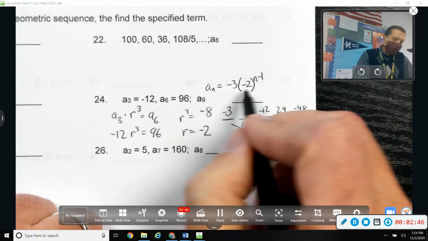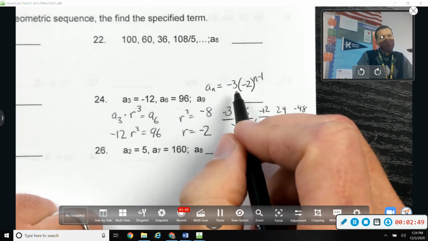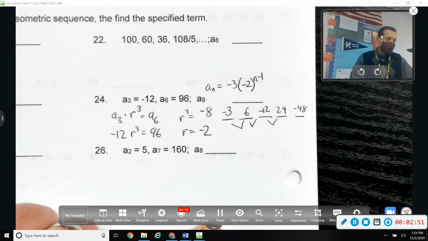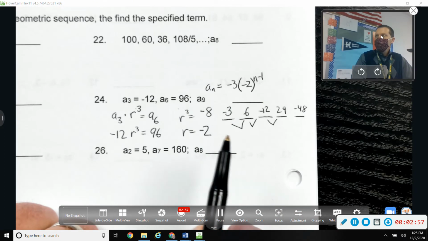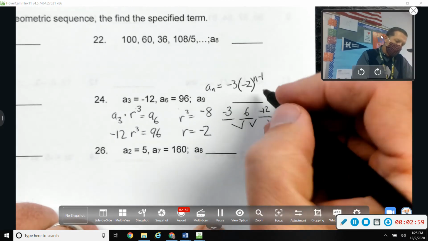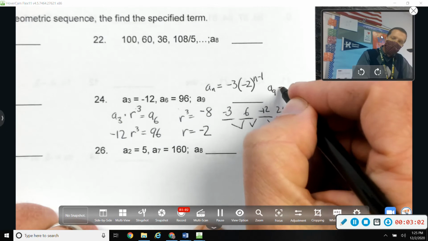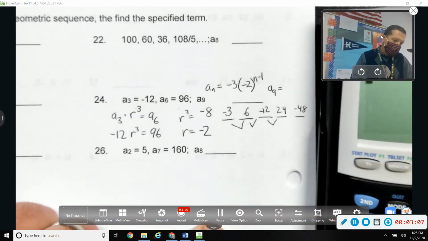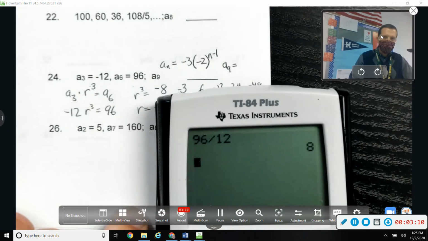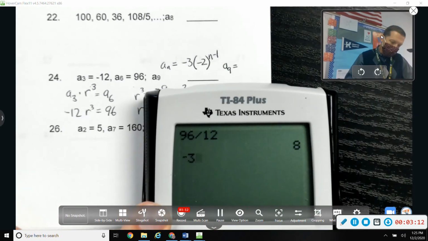And again, you can't simplify that. On arithmetic, sometimes you can distribute and move some things around. Here, don't tell me that that's 6, negatives make a positive, all that stuff. You can't do that. So next job is to find out what A9 is. So we'll plug in 9, and now I'm just going to go to the calculator and let the calculator do the work. Be careful with parentheses. So negative 3 times negative 2 to the 8th. Negative 768.